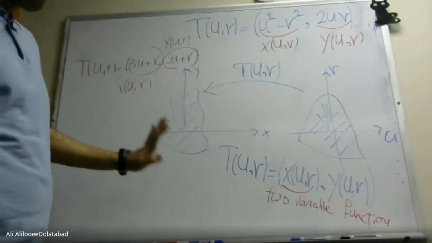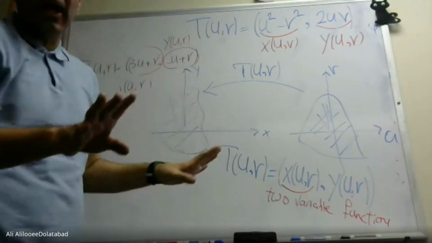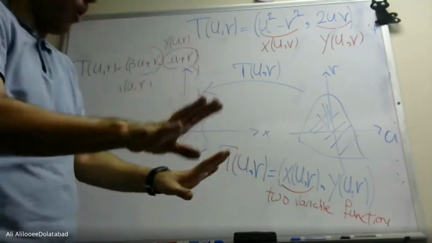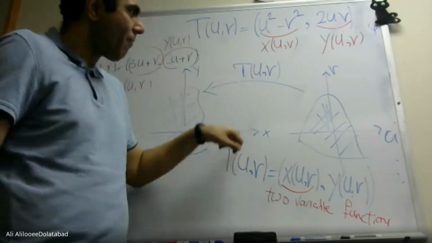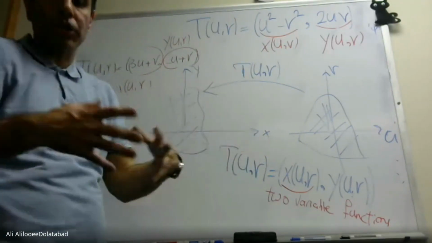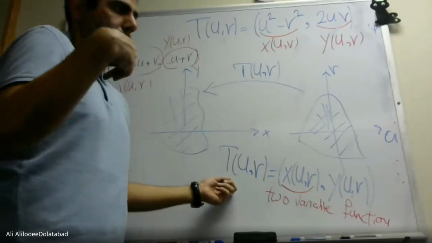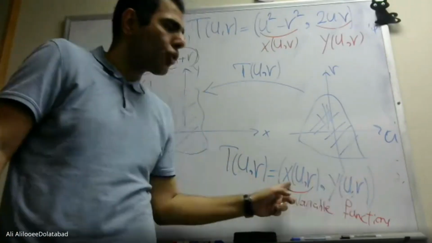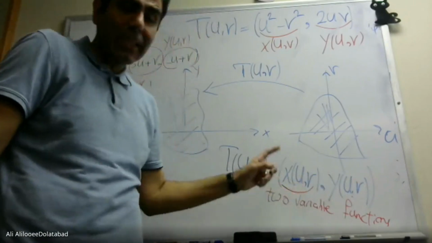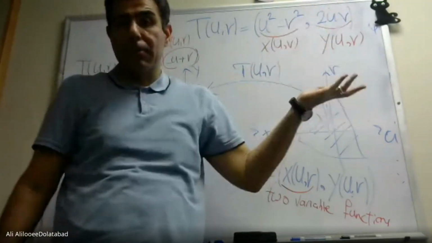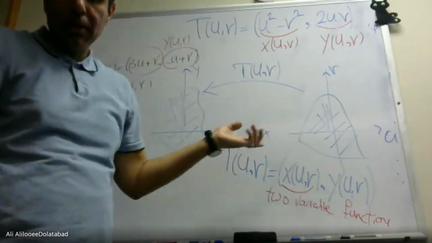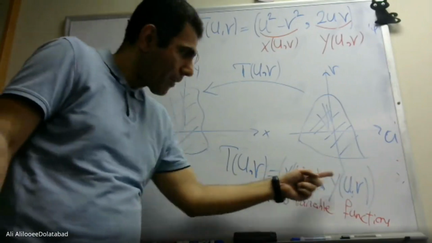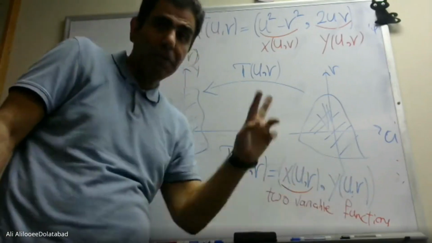So what I have done up to now, I just gave you two examples. That's it. I didn't teach anything hard up to now. The only thing that I said is this: you have a class of functions which is called transformations. Transformations are functions such that they have two components. Every component is a function with two variables. Any question? When we are talking about transformations, we are talking about functions with two components.